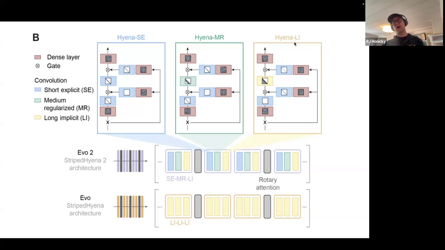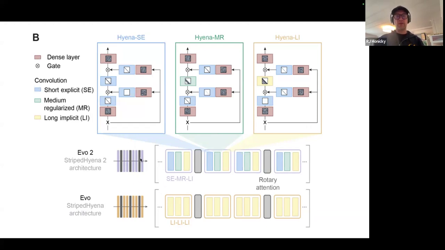And then you have this long implicit, which means I'm going to use this implicit representation. So maybe I'll have to do recurrence in this block, or maybe I will hybridize that with some implicit and some explicit representation. But in any event, it has a more efficient way of calculating using FFTs. So even if it's fully realized, it still is more efficient than attention to calculate.